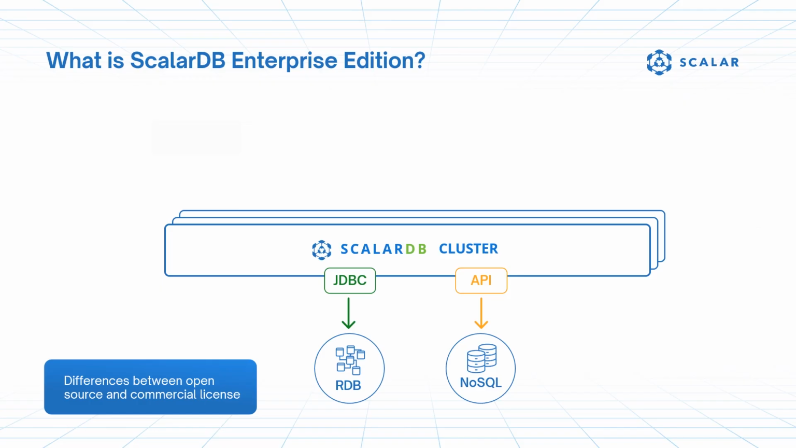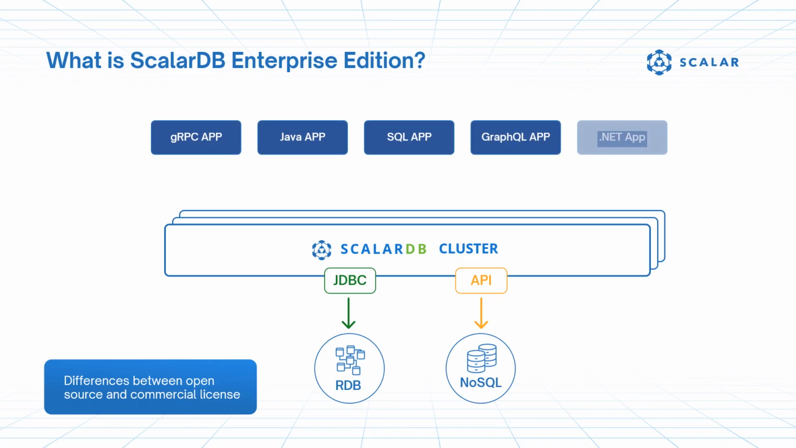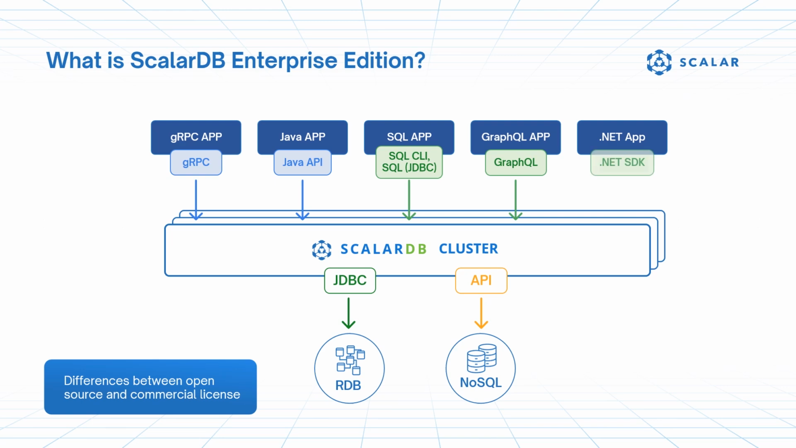In the Enterprise Edition, ScalarDB offers a clustering solution. It has a set of cluster nodes, each of which provides ScalarDB functionality. The ScalarDB cluster offers multiple interfaces such as gRPC, Java API, SQL and Spring Data, GraphQL, and .NET SDK. The standard version offers only gRPC and Java API interfaces, whereas the premium version offers all interfaces including SQL and Spring Data, GraphQL, and .NET SDK.